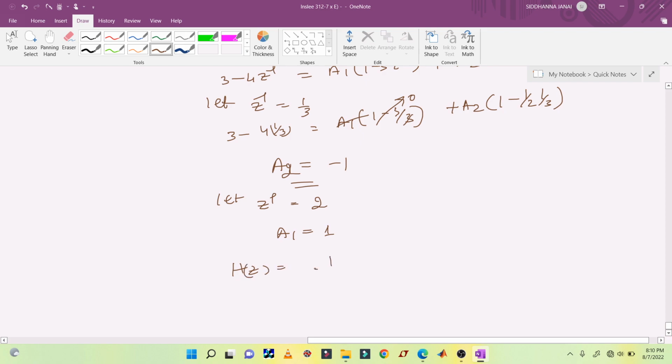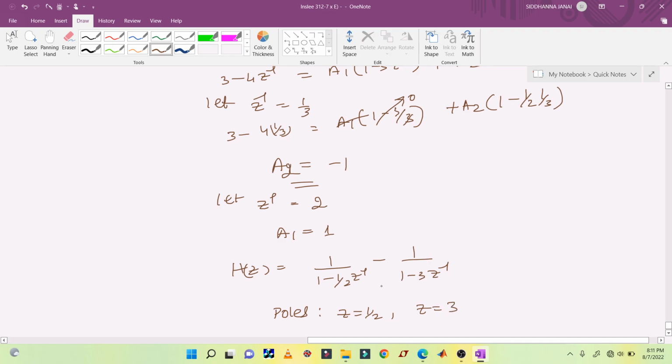Using that, H(z) can be rewritten as H(z) = 1 / (1 - 1/2 z^-1) - 1 / (1 - 3z^-1). This is H(z). From this we know there are two poles. In the previous equation also we could see it, but here it is clear that there are two poles: one at z = 1/2, another at z = 3.